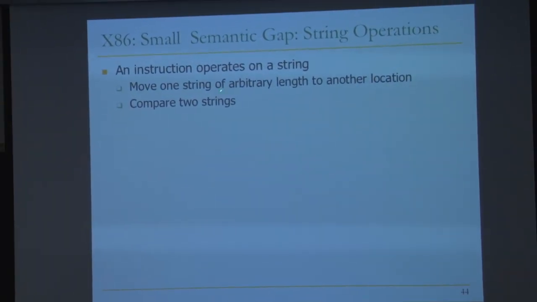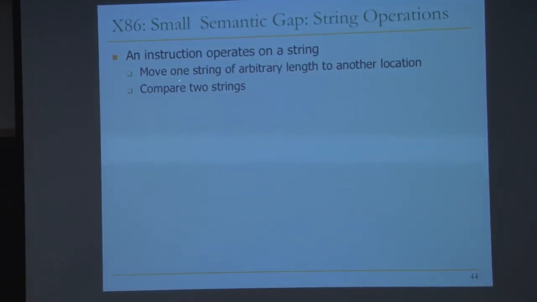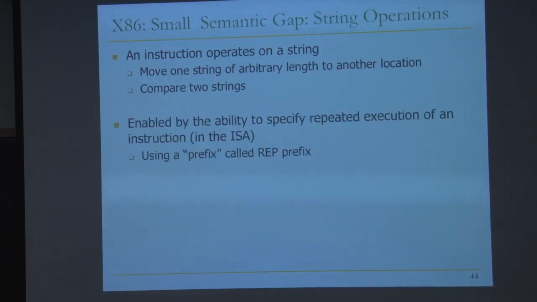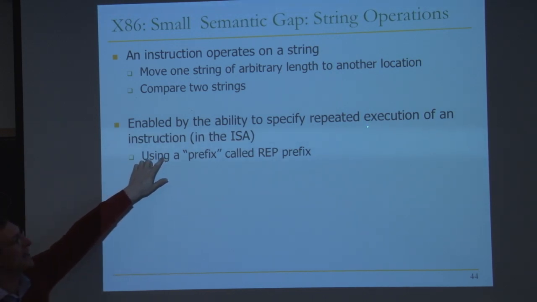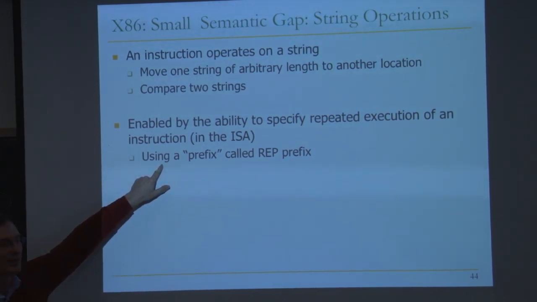So x86 has a small semantic gap. An instruction, for example, operates on a string. You can move one string of arbitrary length to another location. You can compare two strings. Isn't that nice? And this is enabled by the ability to specify repeated execution of an instruction in the ISA, using a prefix called the repeat prefix.